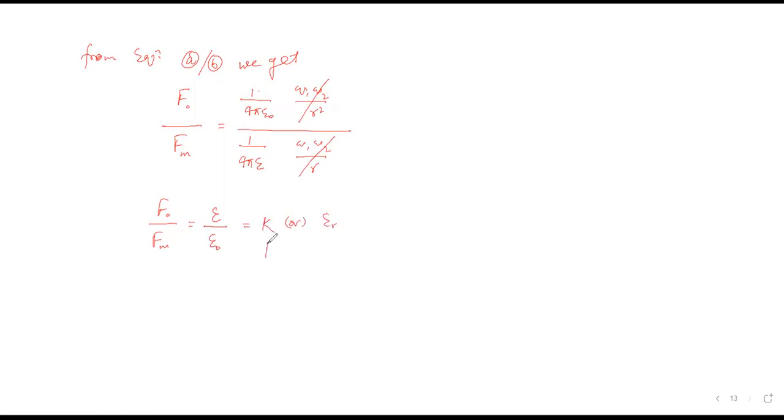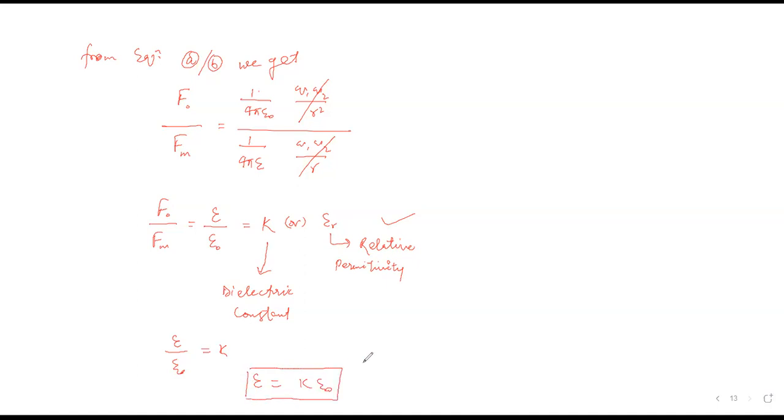What is the K here? K is known as the dielectric constant, and epsilon r is the relative permittivity. Are you clear? From this equation, you can also write epsilon over epsilon naught is equal to K, or epsilon is equal to K epsilon naught. If the permittivity of air is given, then you can calculate the permittivity of the medium, or if the permittivity of the medium is given, then you can calculate the permittivity of air. Are you clear or not?